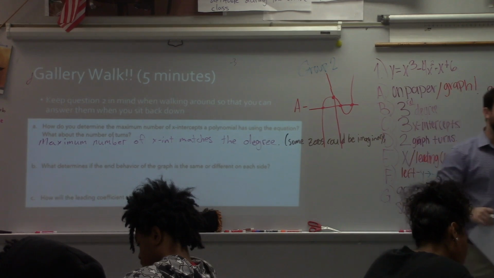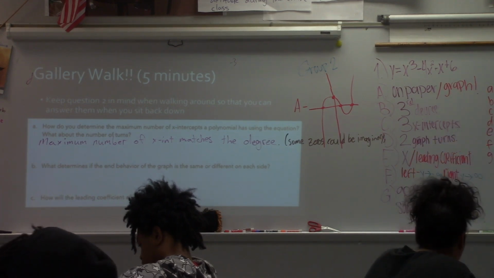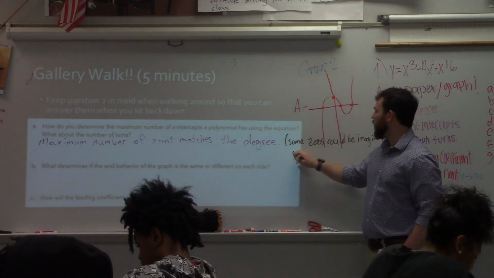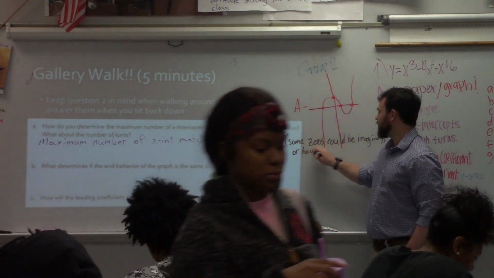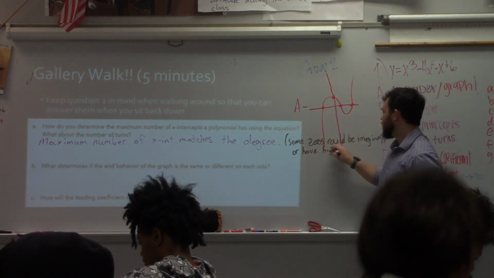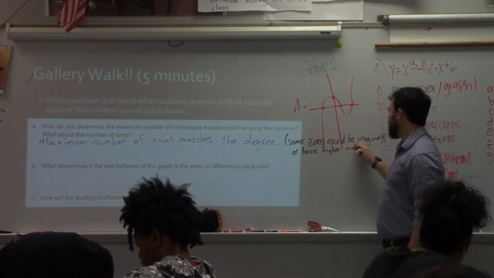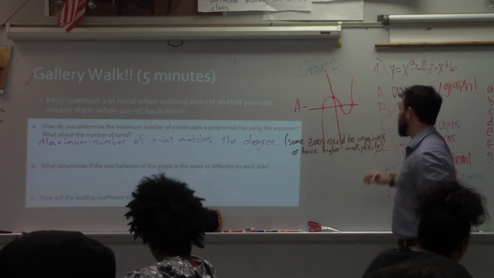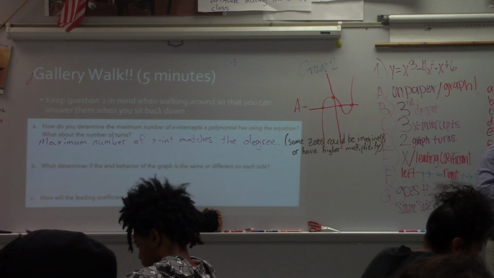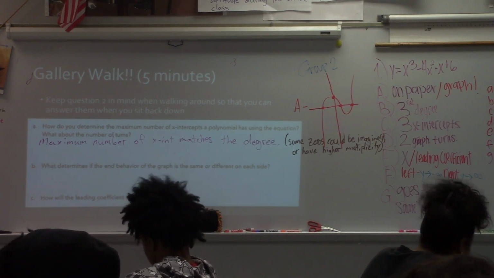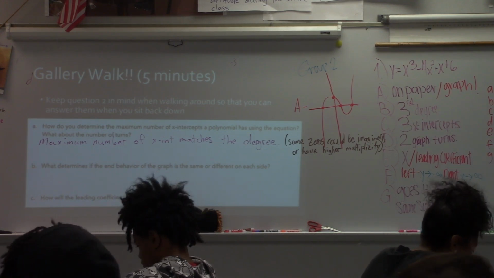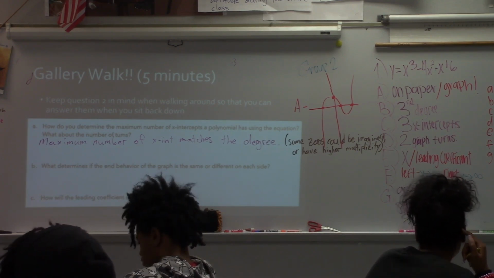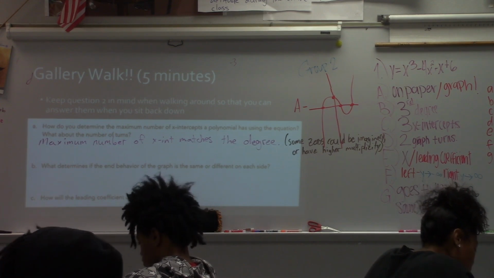What could some of those zeros also be? Double or triple, right? So some zeros could be imaginary or have higher multiplicities. Something with a higher multiplicity, we would count that zero multiple times, but we would only have one x-intercept. That's why we have to say the maximum number of x-intercepts matches the degree. The mathematical language there matters. That is a proper understanding of the concept. We have to say the maximum number.